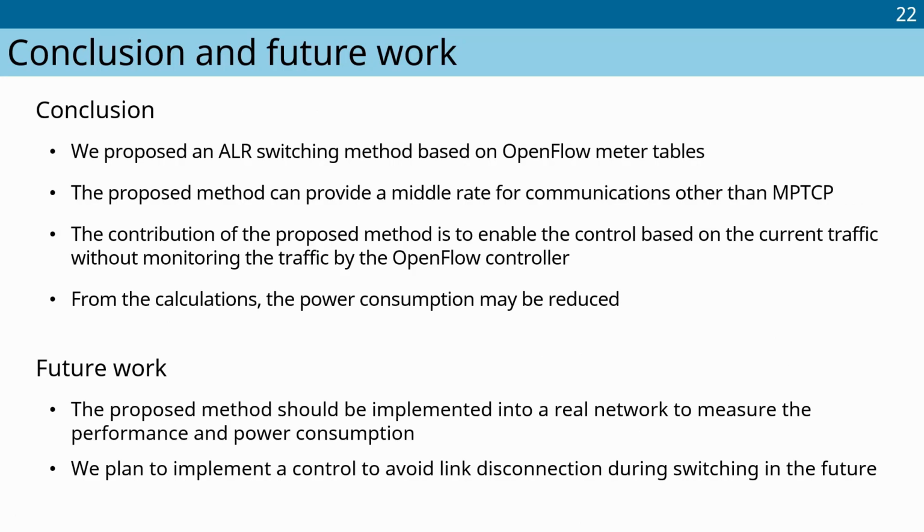In this presentation, we proposed an adaptive link rate switching method for power saving based on the traffic splitting method using OpenFlow meter tables. The proposed method can provide a middle rate for communications other than MPTCP. In addition, the contribution of the proposed method is to enable the control based on the current traffic without monitoring the traffic by an OpenFlow controller.